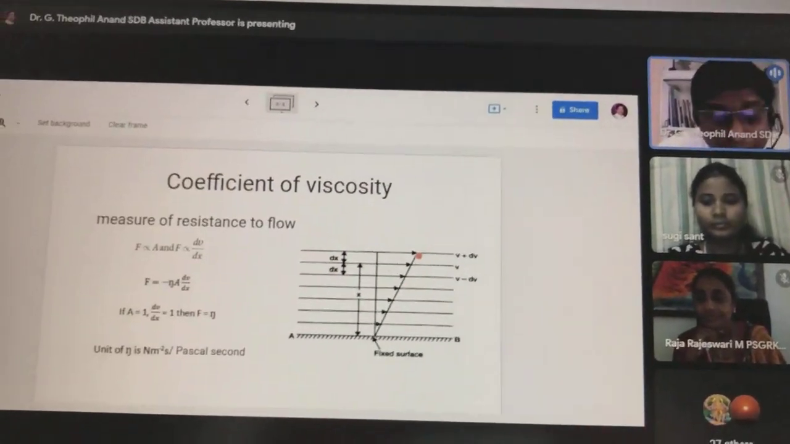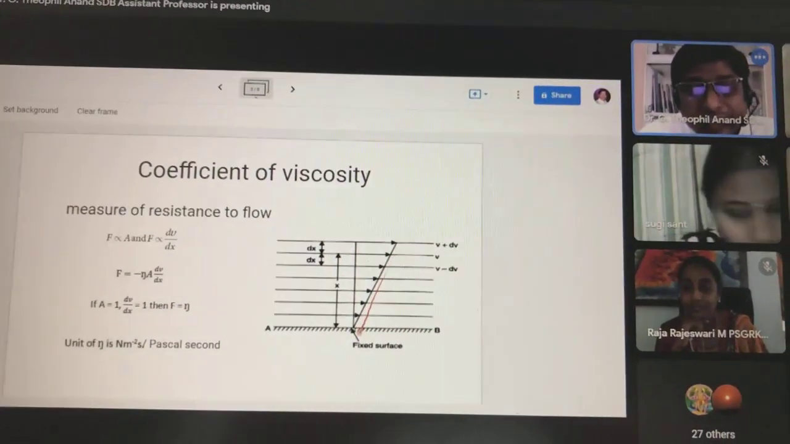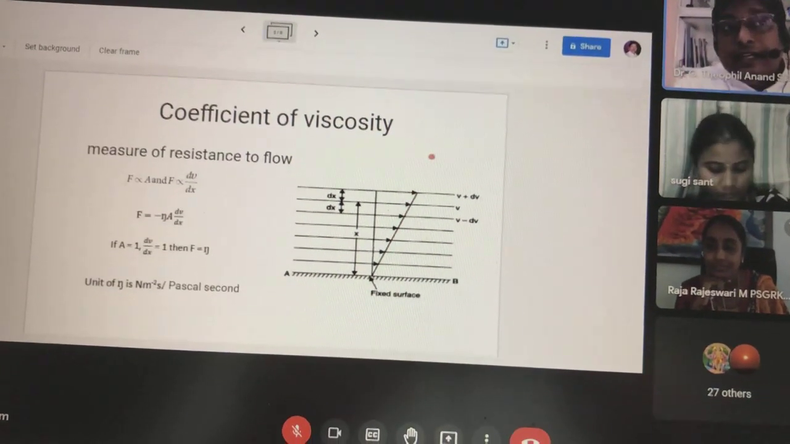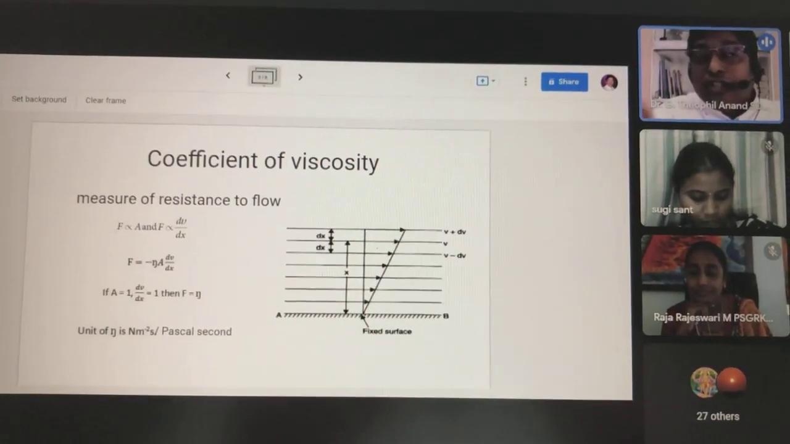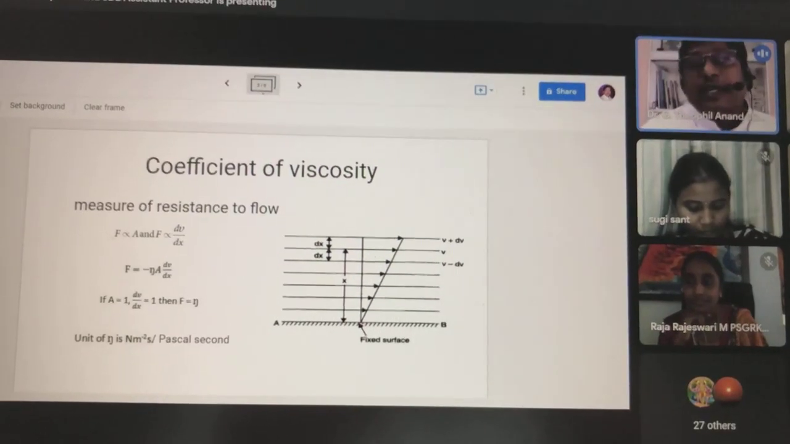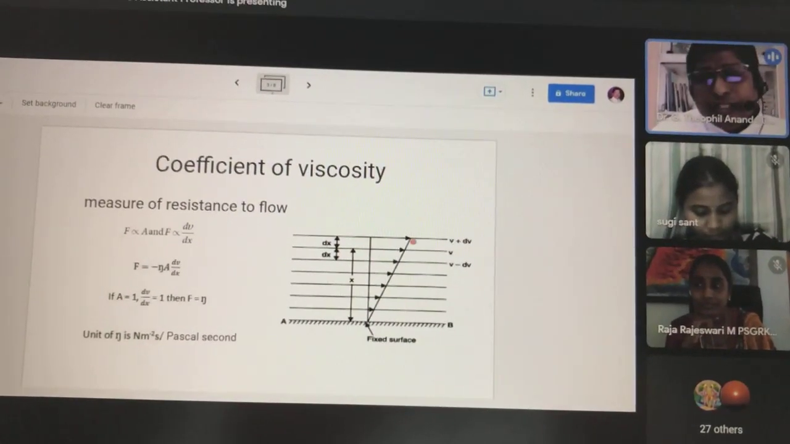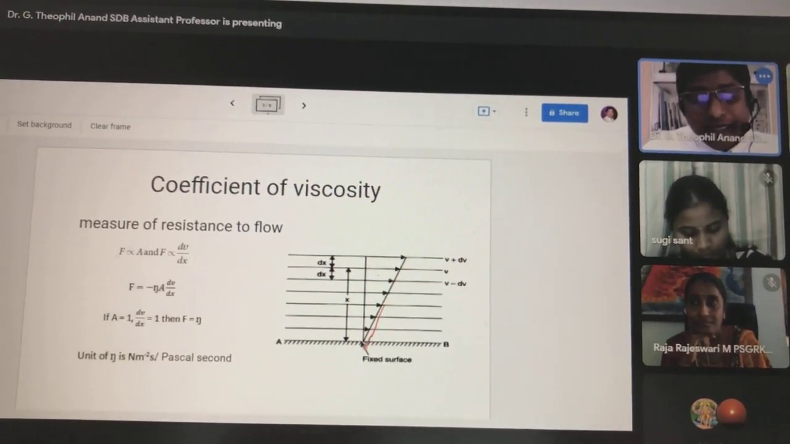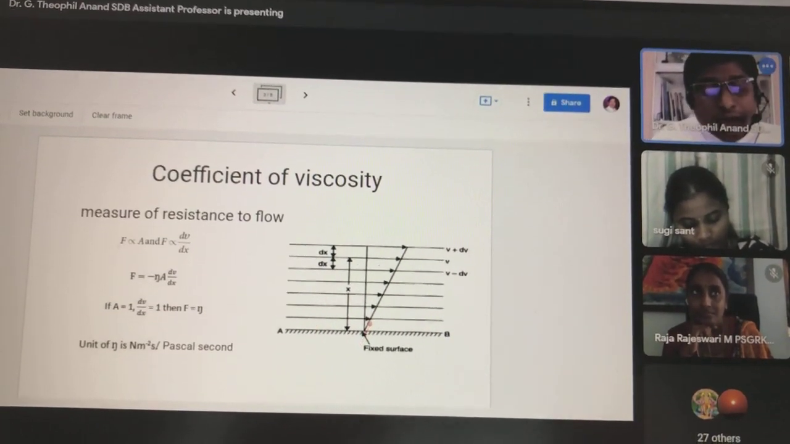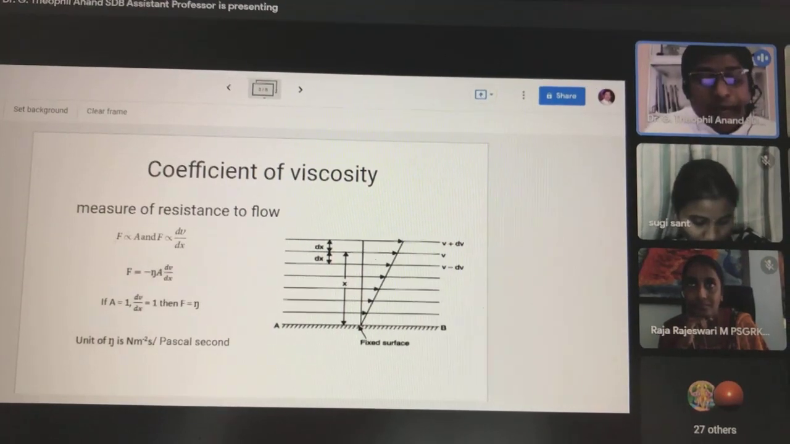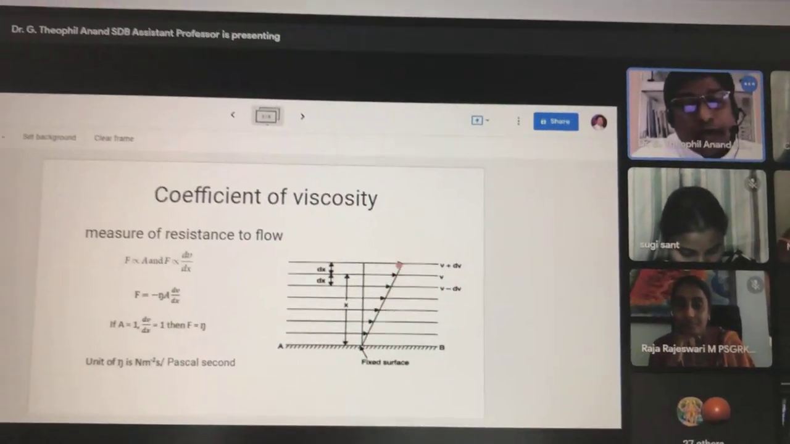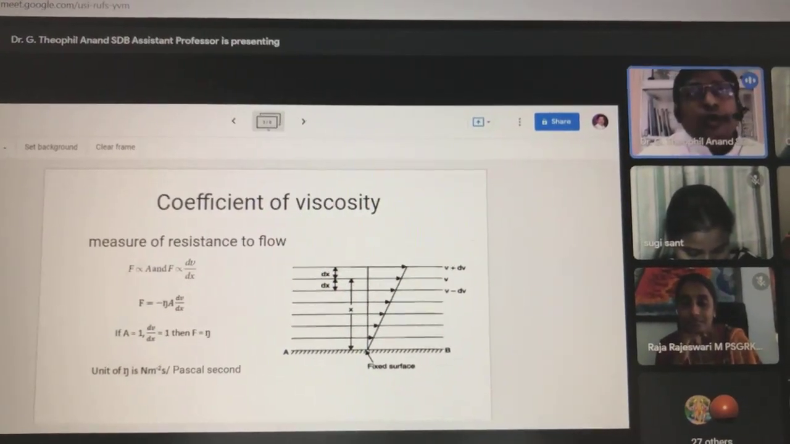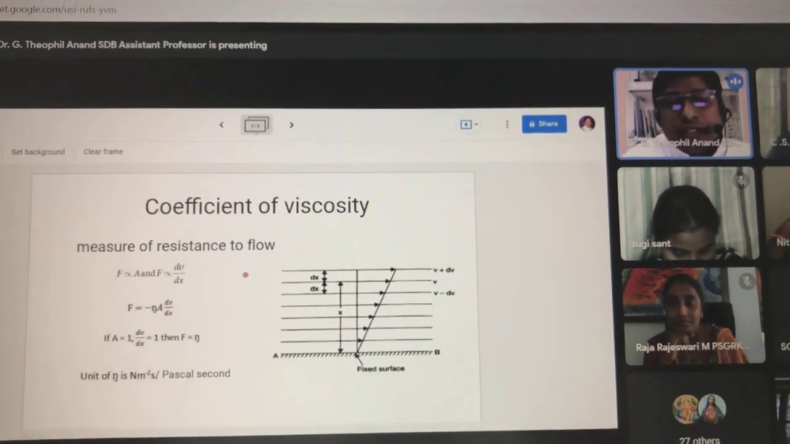Therefore, there is a velocity gradient. See here, I've drawn it. Therefore, a velocity gradient is experienced there. And also you see there is a tangential backward force set up because of the viscosity. So having known this, I'm going to measure this coefficient of viscosity.